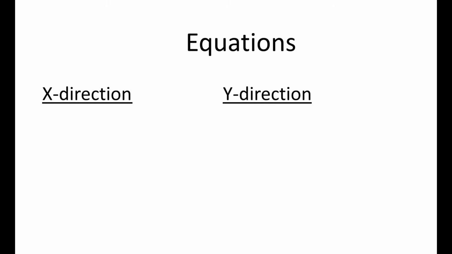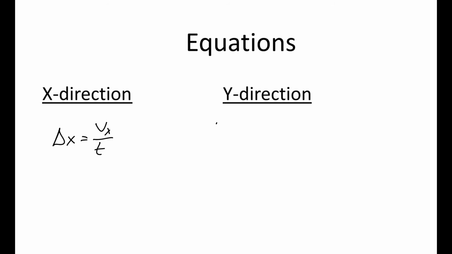Our equations for this stuff are in the x and the y direction. We're going to have equations in both x and y. These are kind of the standard ones. If there's acceleration for some reason in the x direction, you're going to have the acceleration equations in the x direction. So normally it's going to look like this: delta x equals vx times t.